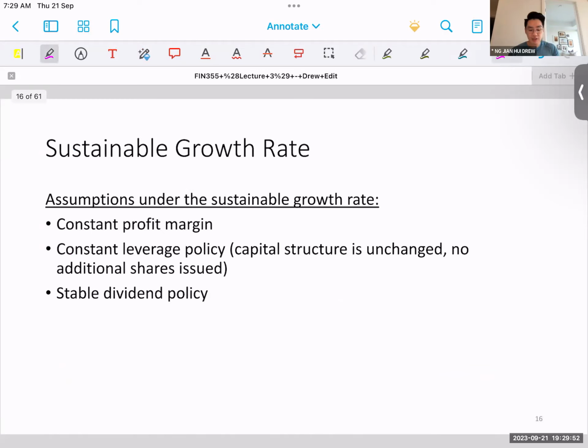There are some assumptions when we use this sustainable growth rate. Good to know: profit margins must be constant, a constant leverage ratio, and a stable dividend policy. Of course, in real life, this does not always hold. That's why there are three methods, and usually we try to do an average, or choose one method over the other.